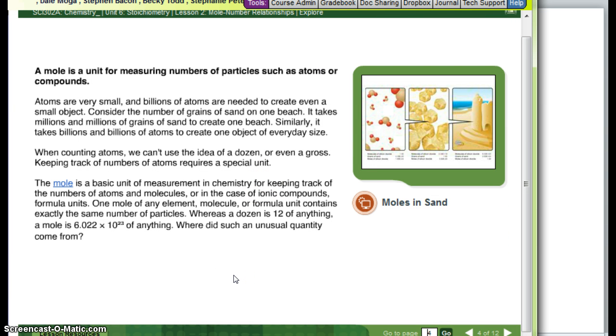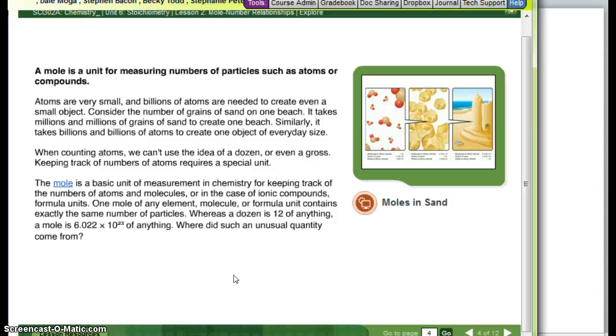A mole is a unit for measuring numbers of particles such as atoms or compounds. Atoms are very small, and billions of atoms are needed to create even a small object. Consider the number of grains of sand on one beach. It takes millions and millions of grains of sand to create one beach. Similarly, it takes billions and billions of atoms to create one object of everyday size.